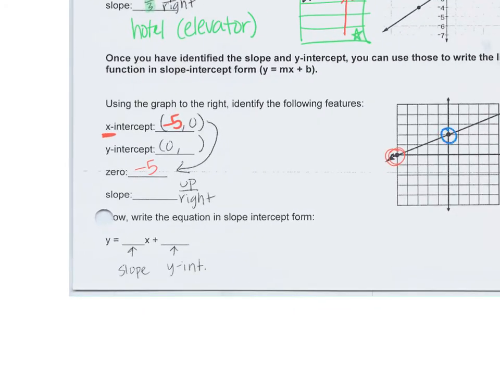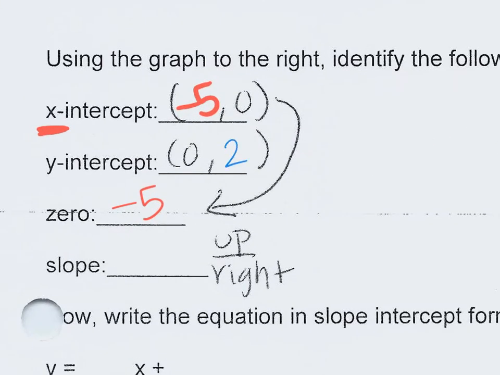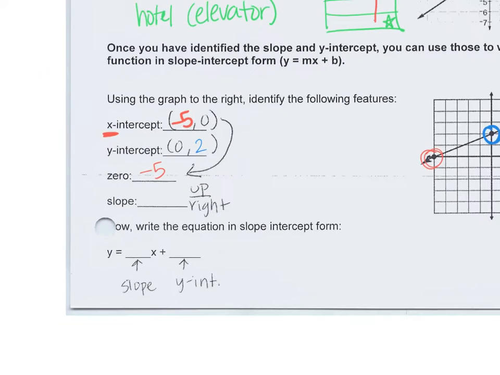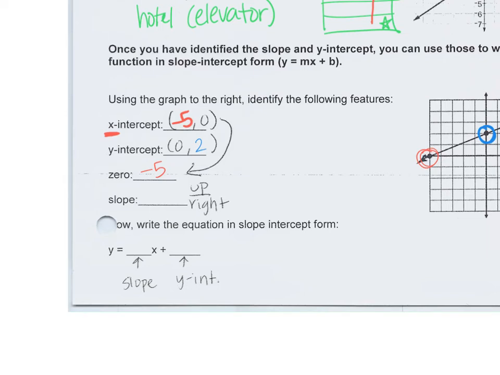The y-intercept is where that graph crosses the y-axis. This crosses y at a +2, and we write it as the point (0, 2). And we don't do anything else with that.